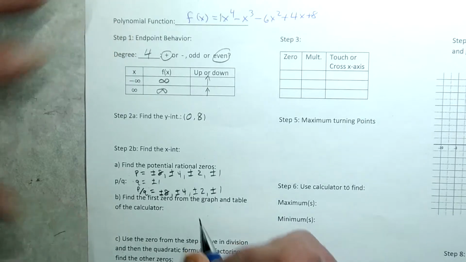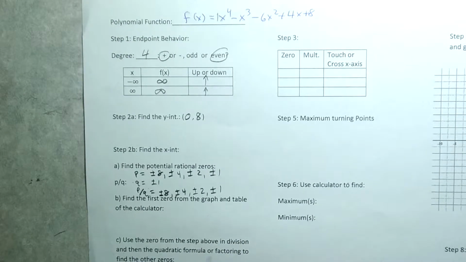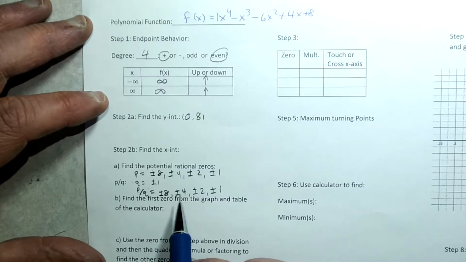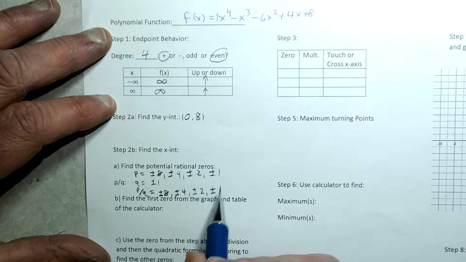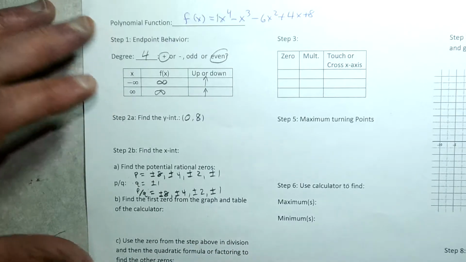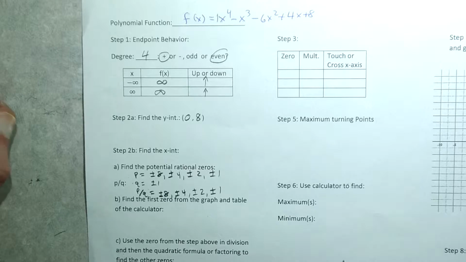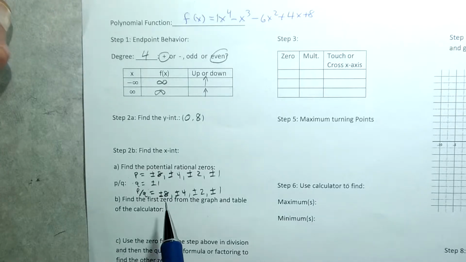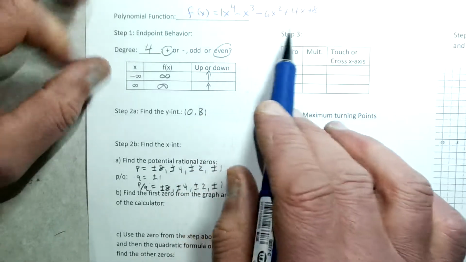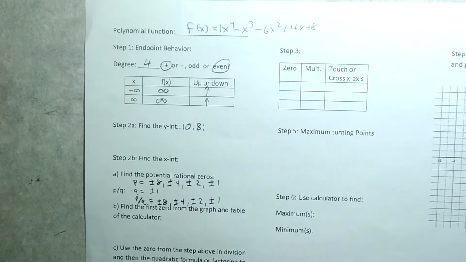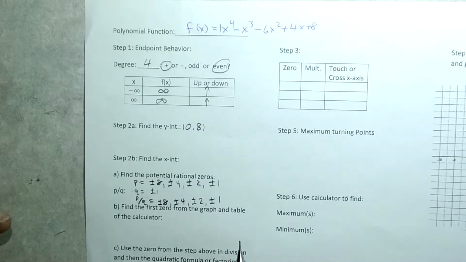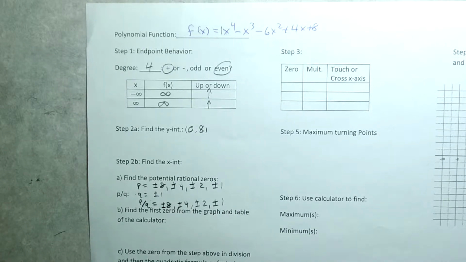So what we're going to do is put the function in our calculator and allow it to help us choose, among these potential rational zeros, any that are zeros of the function. We could put all 8 of these values into the function and test them that way as well, but that would take quite a while. So let me get my calculator and we'll put this function in there and take a look.